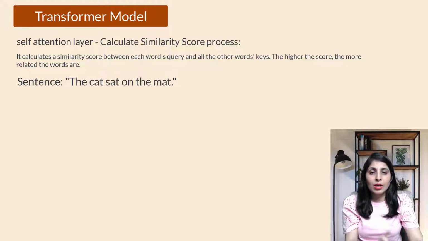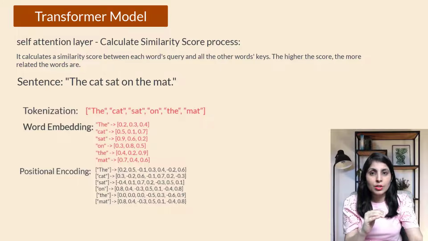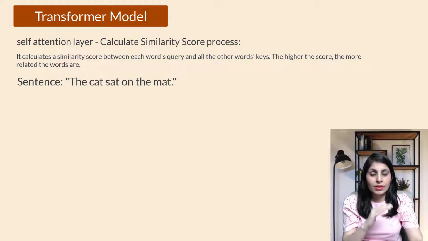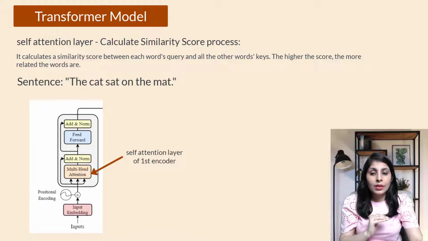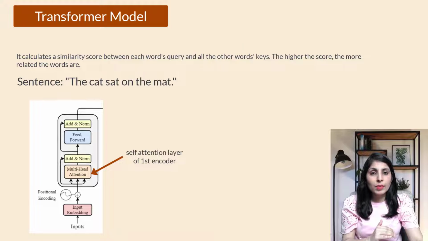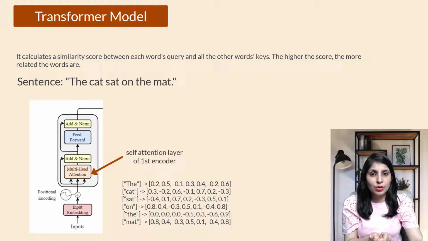Till now we know that we have a sentence, we convert it into tokens, then we have word embeddings, and then we add positional encoding to it, and that becomes the input to an encoder. The encoder's first layer is the self-attention layer. There are 6 encoders, right? The first layer of the first encoder is the self-attention layer. And what will be the input to the self-attention layer? The input embedding, where we have the positional encoding also.